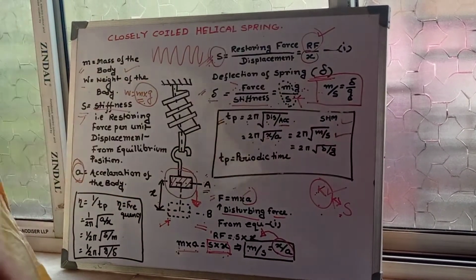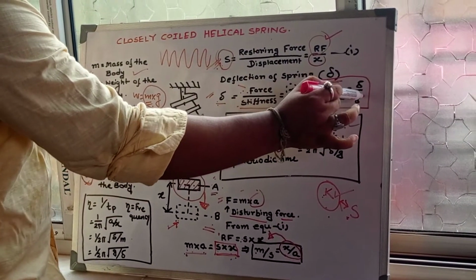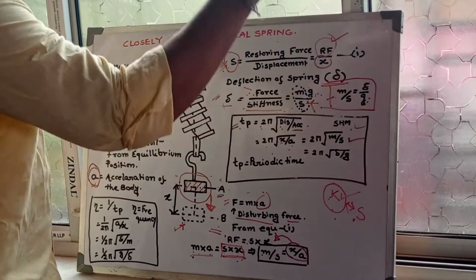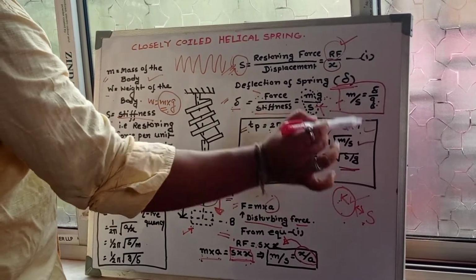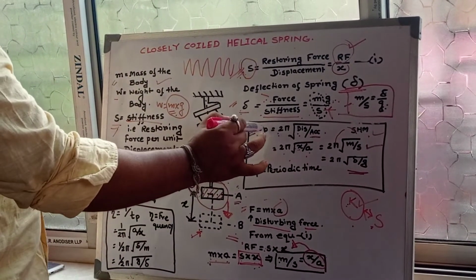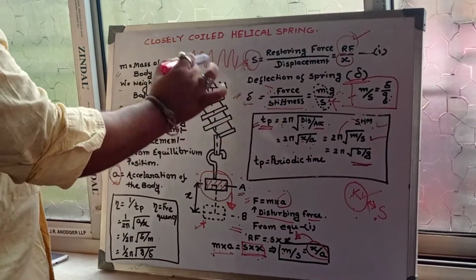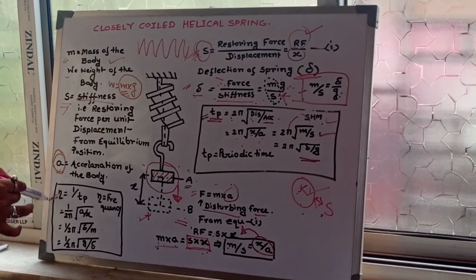That we write down. Again follow. M by S can also be written as del by G. That's why M by S we also write as del by G. These are the various ways through which you can find out the periodic time of this helical spring. Now come to the frequency part.